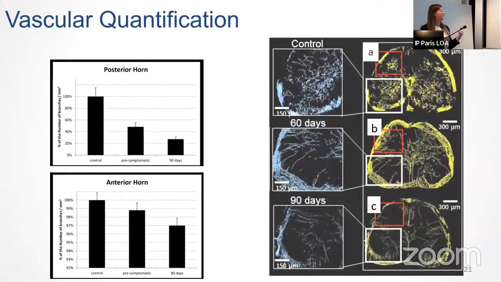Also, we quantify the vascularization inside the volume as the number of branches of the vascularization per cubic millimeter. So you see the same 3 time points that I told you before. We quantify in the posterior horn, that is the red inset, and in the anterior horn, that is here in white. And we found a much higher loss in the posterior horn of the number of branches of the vascularization with respect to the anterior horn.